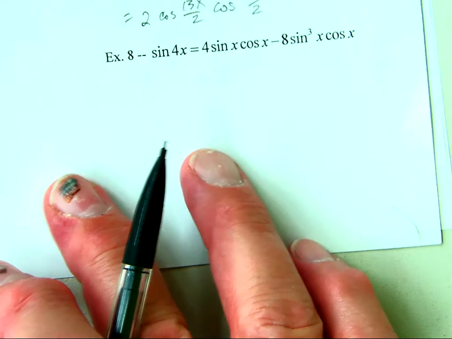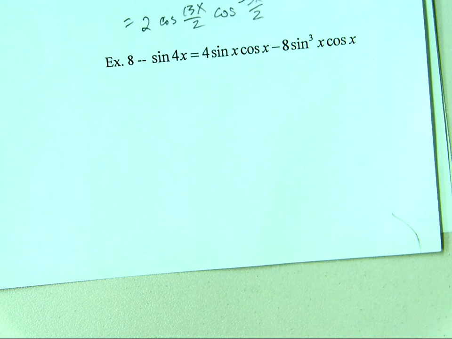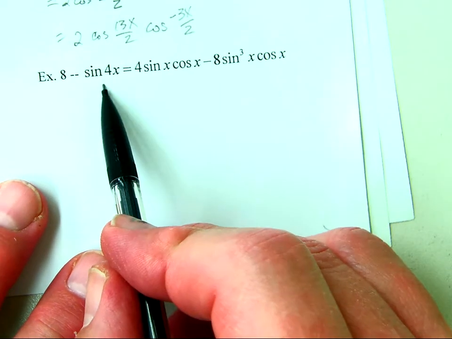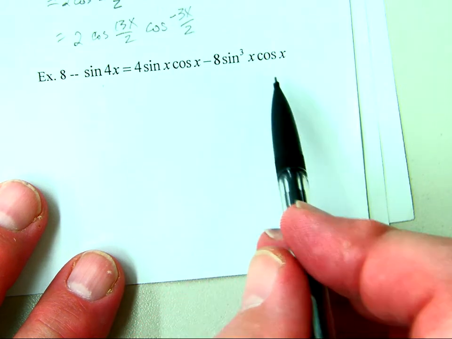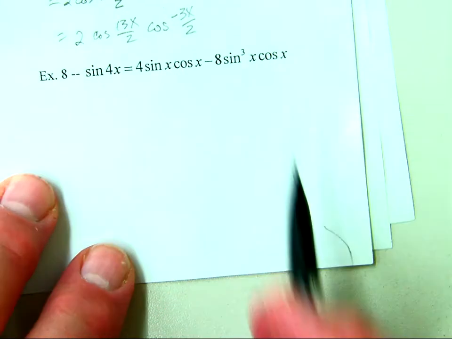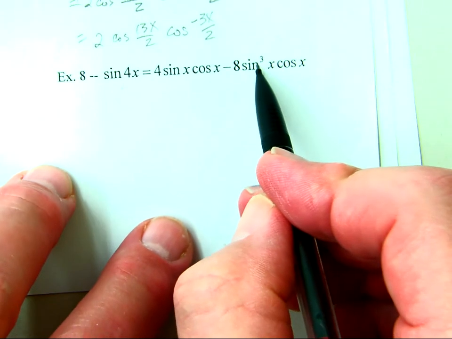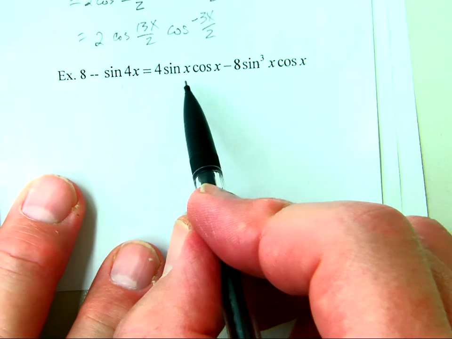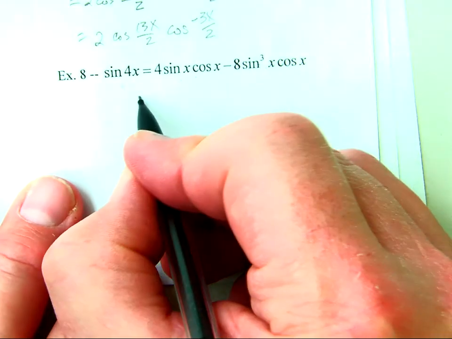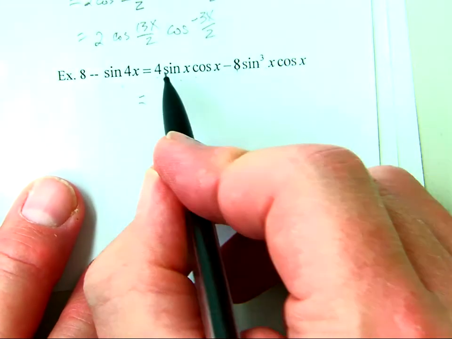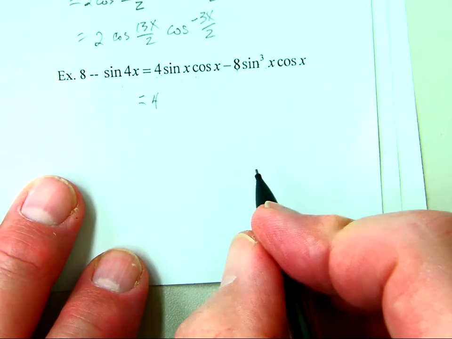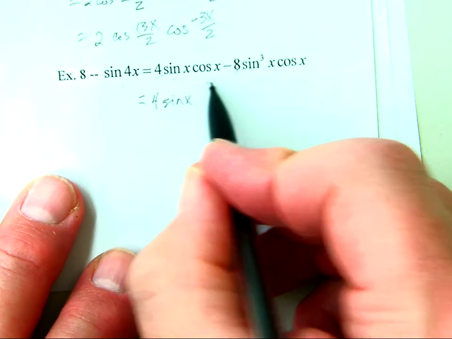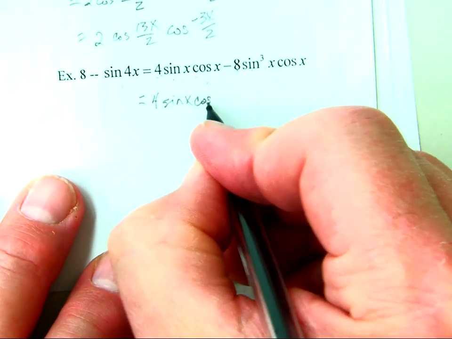Let's look at this next one. Here, on the left I have the sine of 4x. Here I have 4 sine x cosine x minus 8 sine cubed x cosine x. Now first, when I see a sine cubed, we don't have anything with a sine cubed in it. So I would like to change that. Well, look at these two things. What do they have in common? They have a 4. I can take a 4 out of both, so let's take out a 4. They each have a sine, so let's factor out a sine. And they each have a cosine. Let's factor out a cosine.